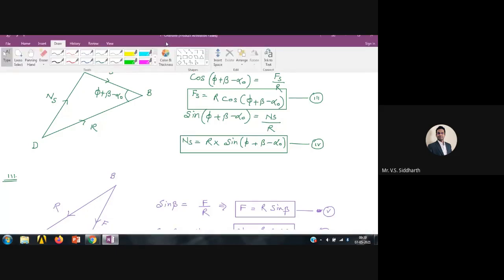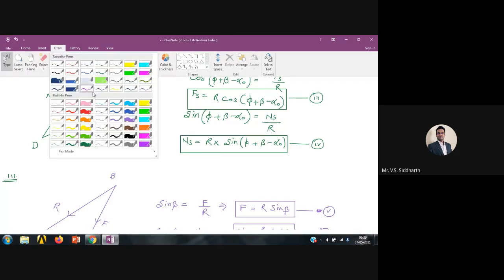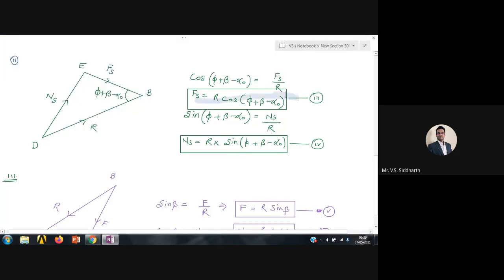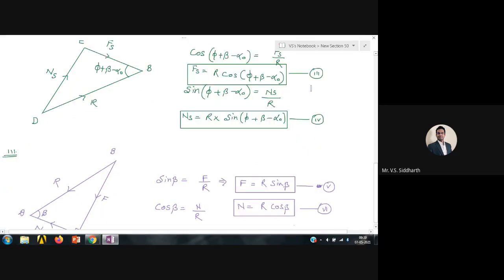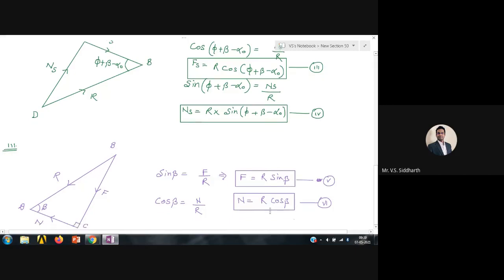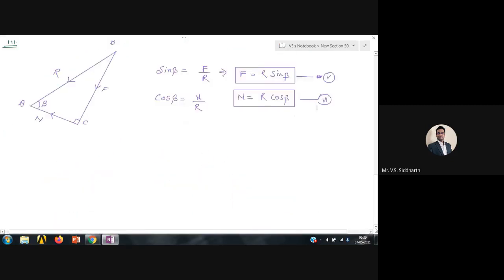This relation is also not in terms of cutting force and thrust force. This one is not in cutting force and thrust force. Similarly, this is also not in cutting force and thrust force. So now I will convert these two relations in terms of cutting force and thrust force. You observe how I will be doing it. So you just take a screenshot of this and you have to tell me what Fs is. Here I am writing.